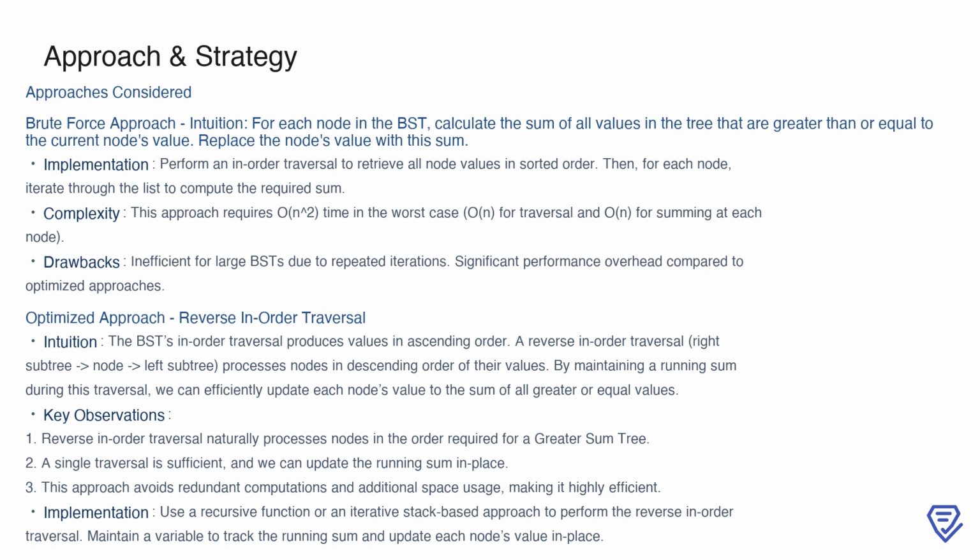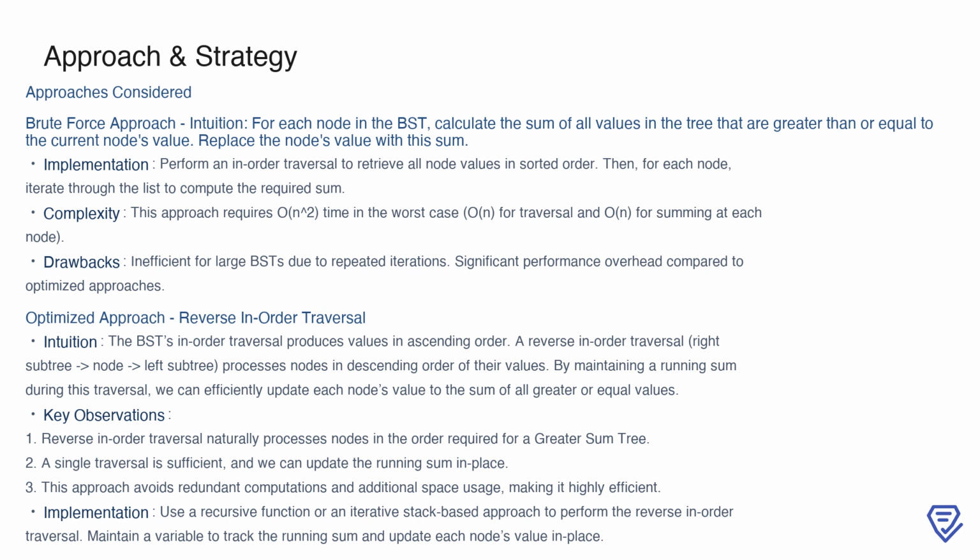Now, shifting to a more efficient solution, we can consider using a reverse in-order traversal. This optimized approach takes advantage of the BST property where in-order traversal produces values in ascending order. By reversing the traversal order, starting from the right subtree, processing the node, and then moving to the left subtree, we process nodes in descending value order.